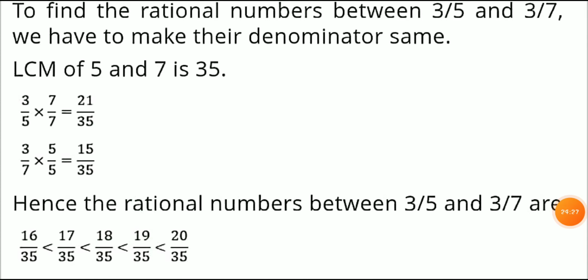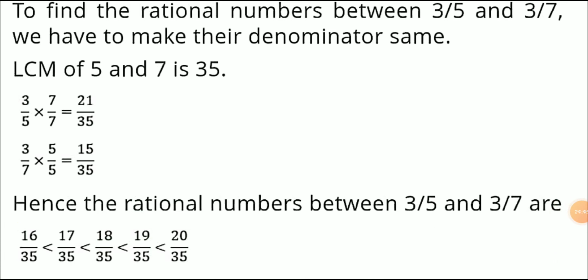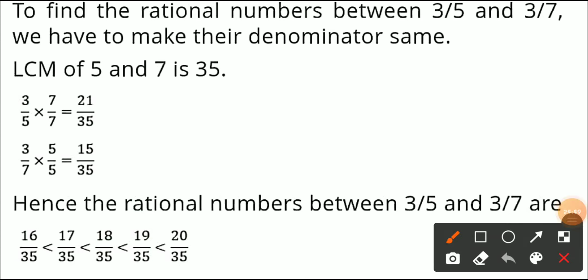So here we can notice that after 15 come 16, 17, 18, 19, 20. So between 3 upon 5 and 3 upon 7, we have the following rational numbers. Understand? How many are they? 1, 2, 3, 4, 5.